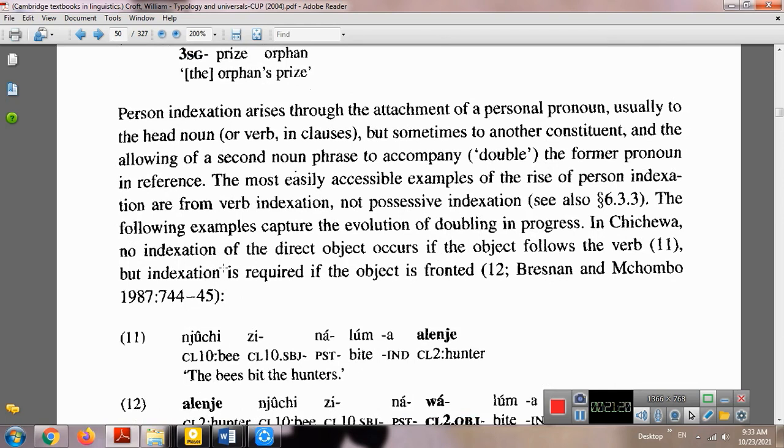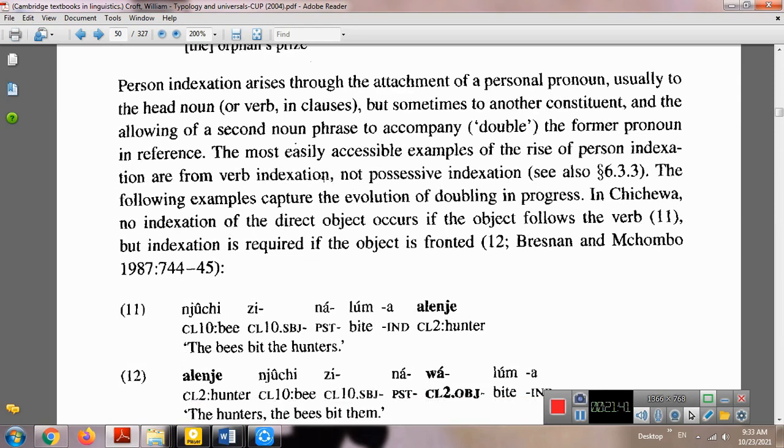Person indexation arises through the attachment of a personal pronoun, usually to the head noun or verb or in clauses, but sometimes to another constituent, and the allowing of a second noun phrase to accompany the former pronoun in reference. The most easily accessible examples of the rise of person indexation are from verb indexation, not possessive indexation. The following examples capture the evolution of doubling in progress.